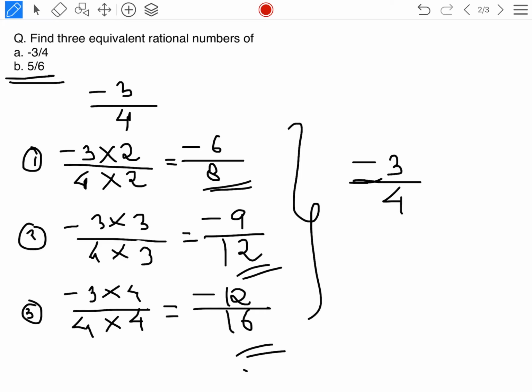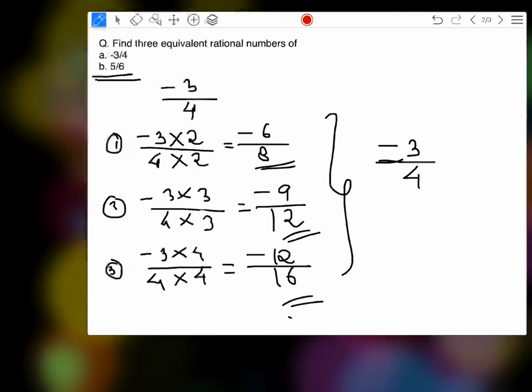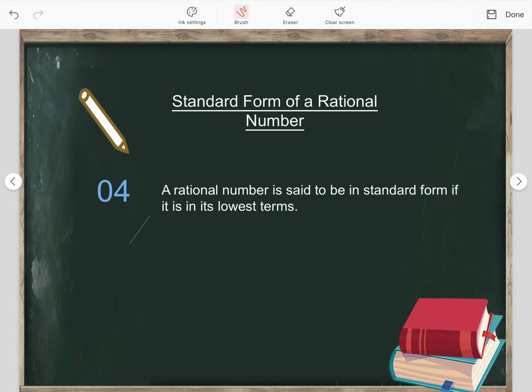The second one, 5 by 6, you will practice at home. Okay, you will practice in your copy. This is your homework. You need to find three equivalent rational numbers of 5 by 6. Understood? Okay. Then next we are going to move on to standard form.